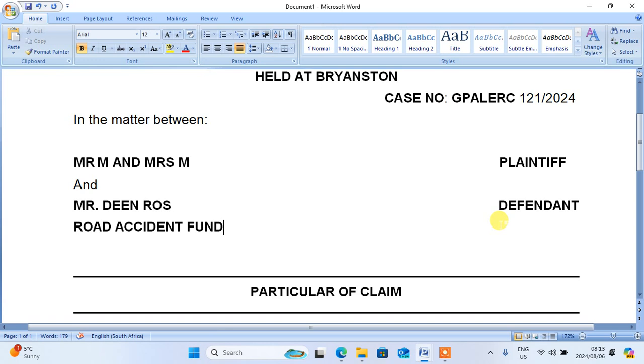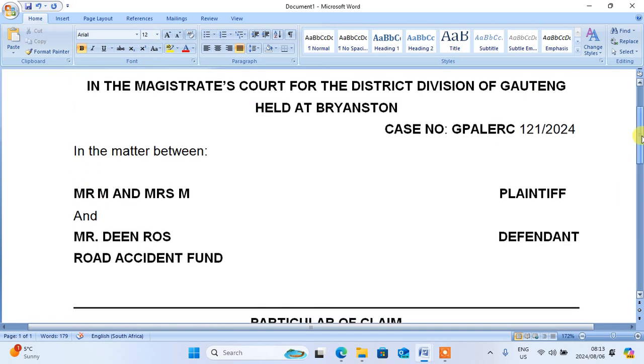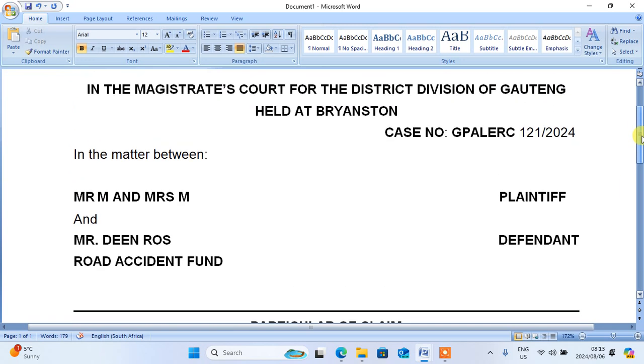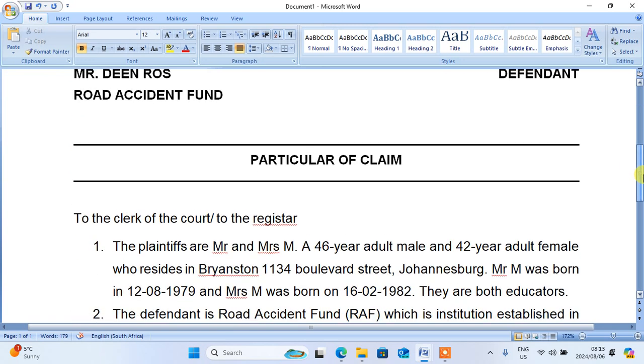You can include first defendant, second defendant. There must be a Road Accident Fund because you are looking for the Road Accident Fund. So it's going to Mr. Dean Rose, and then it's also going to the Road Accident Fund. So you must state very clearly that there's a first defendant, there's a second defendant who is the Road Accident Fund. So I've already shown you, we have already put the particulars of the claim, and then we have already said that to the clerk.